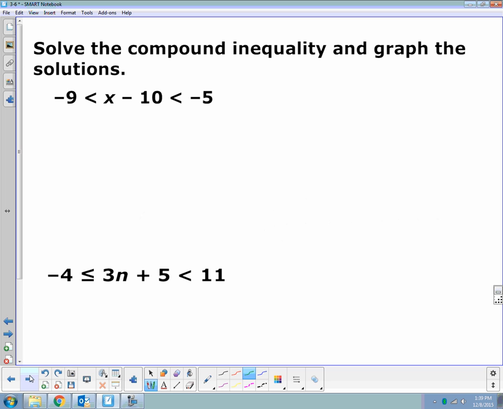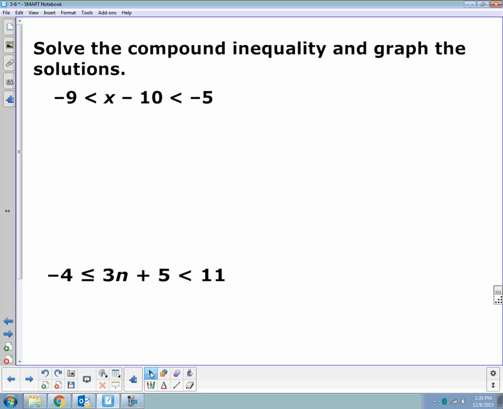I'm assuming you paused it and tried it on your own. If you're stuck, make sure you're asking for help or writing in the text box. I was stuck on this one, -9 less than x minus 10 less than -5. You have the less than symbols on your keyboard.